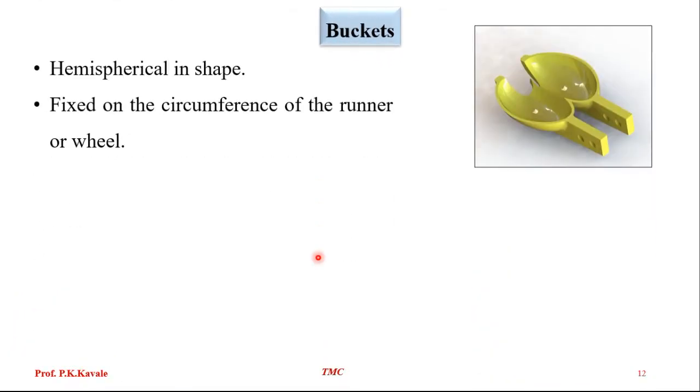Now we'll see the bucket. So what is the bucket? It is hemispherical in shape and the buckets are bolted to the rotor, fixed on the circumference of a runner or a wheel.